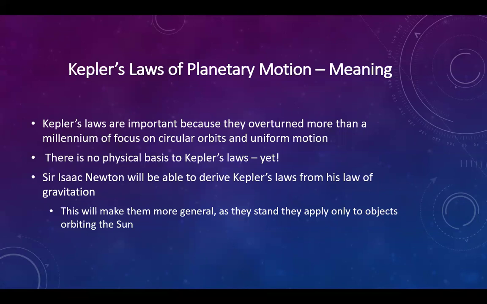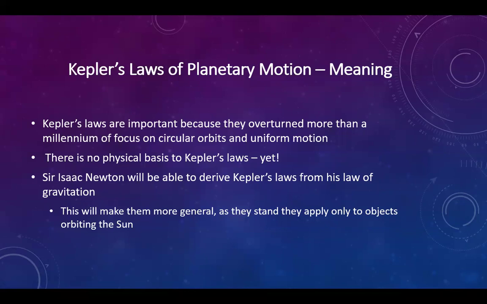Now, there wasn't a physical basis to describe why these things happen. But Sir Isaac Newton, quite a bit later, was able to derive Kepler's laws from his law of gravitation. And that will make them more general. As they stand, they only apply to objects orbiting the sun. The way Kepler wrote them, they only apply to objects orbiting the sun.